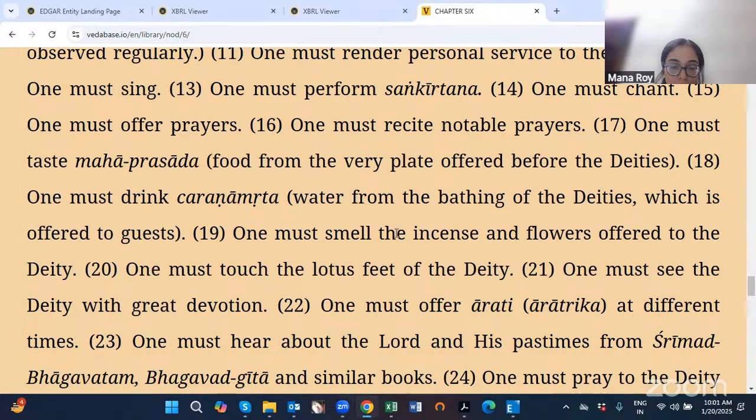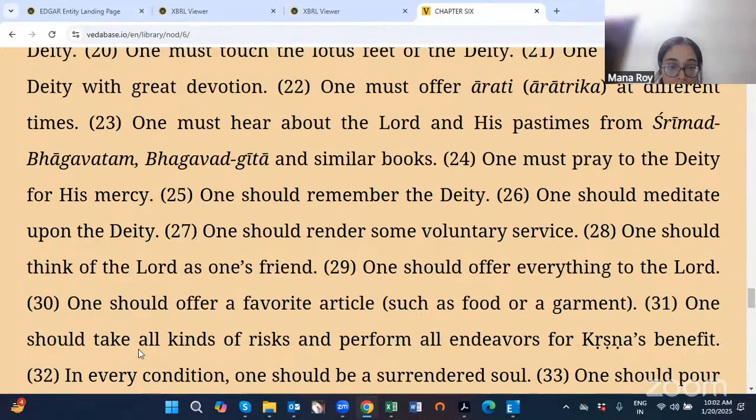15th, one must offer prayers. One must recite notable prayers. 17th, one must taste Mahaprasada, food from the very plate offered before the deities. 18, one must drink Charnamrita, water from the bathing of the deities, which is offered to the guest. 19, one must smell the incense and the flowers offered to the deity. 20, one must touch the lotus feet of the deity. 21, one must see the deity with great devotion. 22, one must offer Arati, Aratrika, at different times. 23rd, one must hear about the Lord and his pastimes from Srimad Bhagavatam, Bhagavad Gita, and similar books. 24, one must pray to the deity for his mercy. 25th, one should remember the deity. 26th, one should meditate upon the deity. 27, one should render some voluntary service. 28th, one should think of the Lord as one's friend. 29th, one should offer everything to the Lord. Hare Krishna.